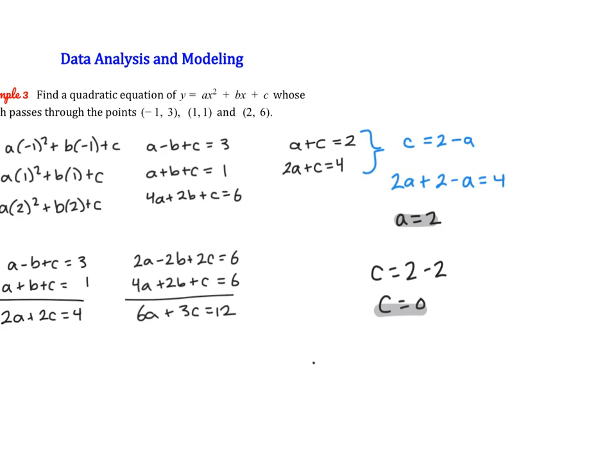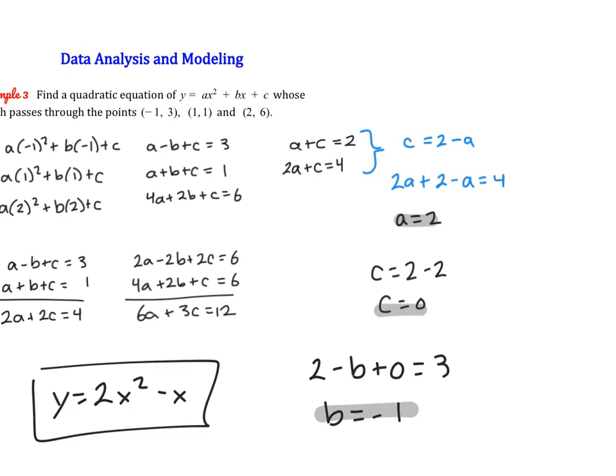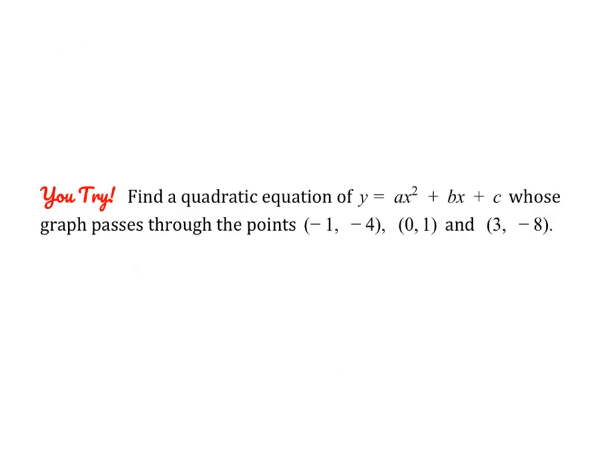So I'll say 2 minus b plus 0 equals 3. So b is going to be negative 1. And of course, we just need to write that as a quadratic equation. So we get y equals 2x squared minus x. All right, last problem. Go ahead and pause the video and give it a try.